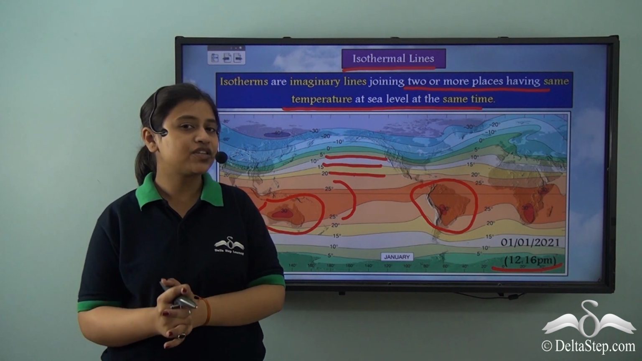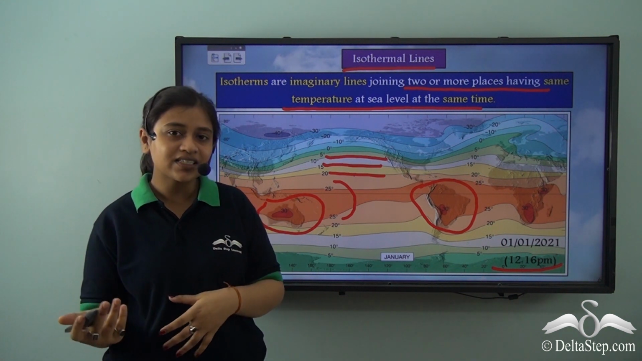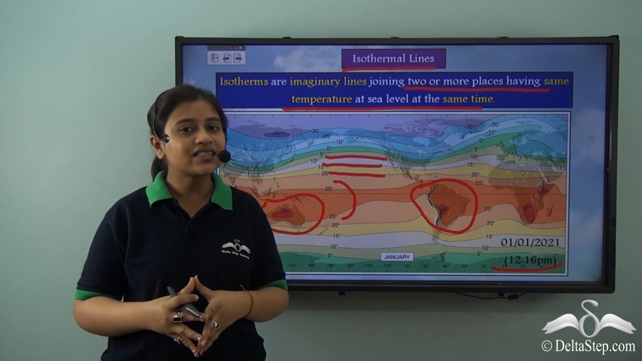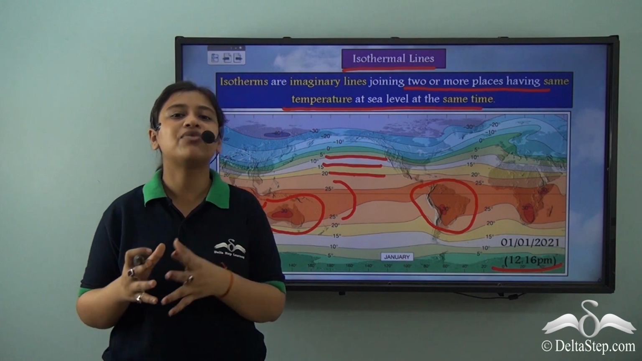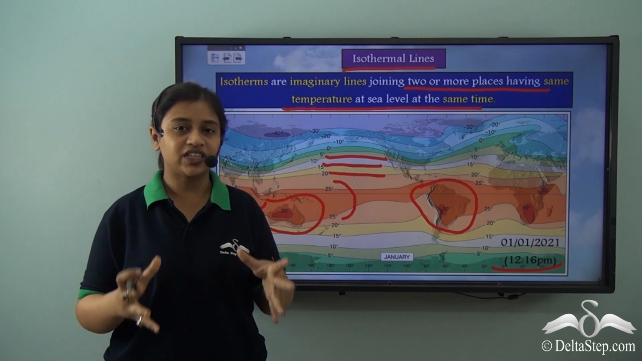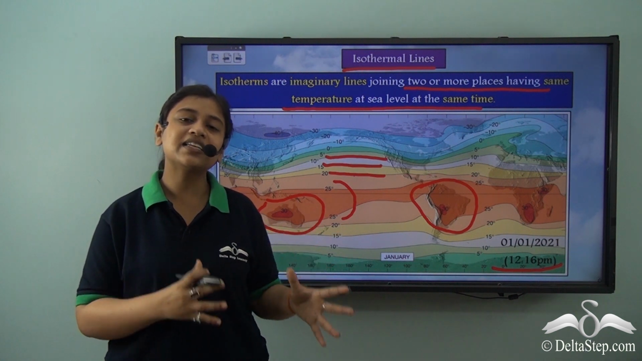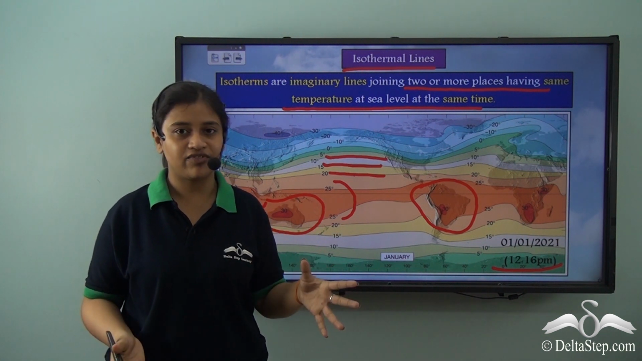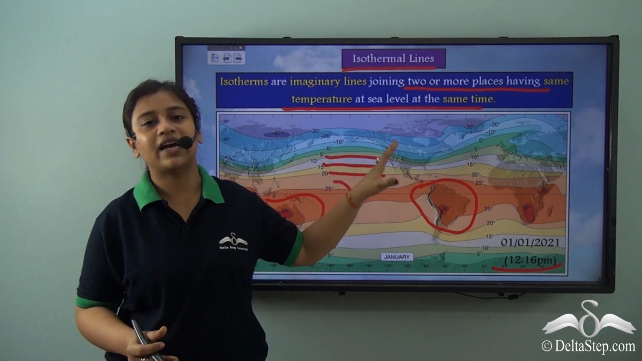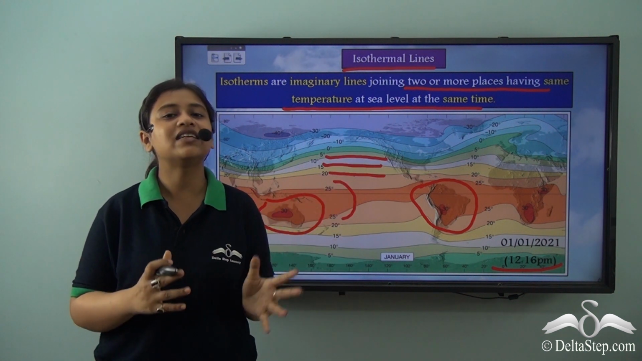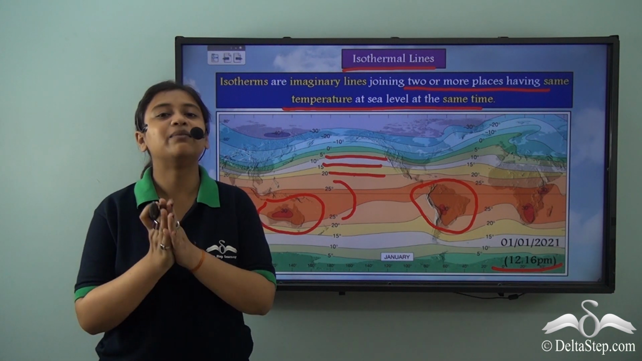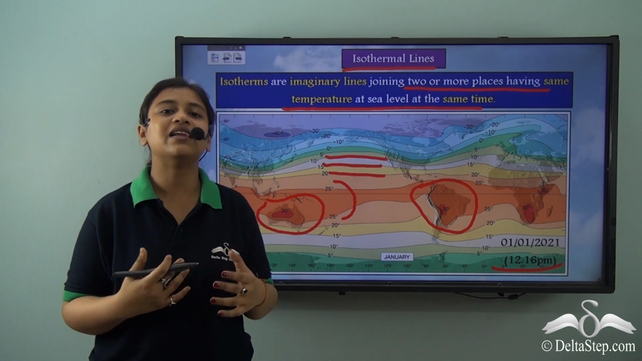We learnt that temperature is the degree of hotness and coldness of the air, and it can be measured using a Six's maximum and minimum thermometer, and it is kept in a Stevenson screen to provide shade and protect it from direct influence by heat and rainfall. We further learnt about isotherms or isothermal lines that join places having same temperature at the same time. In the next video, we'll be learning about other elements of weather.